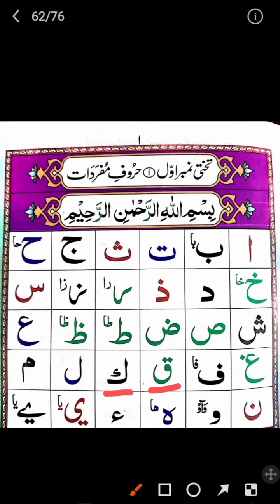So please do not make such kind of mistakes while pronouncing these letters, because Allah subhanahu wa ta'ala has revealed the Quran through Prophet Muhammad sallallahu alayhi wasallam, in Arabic, and we have to learn Quran in Arabic.